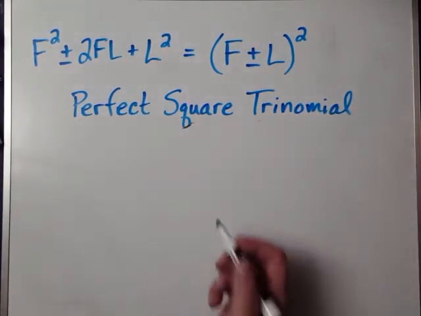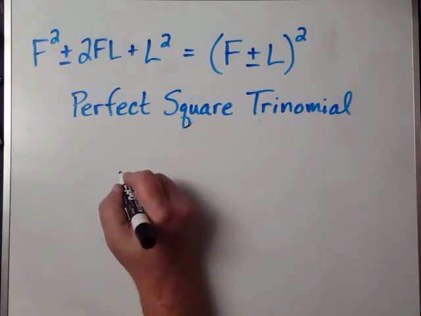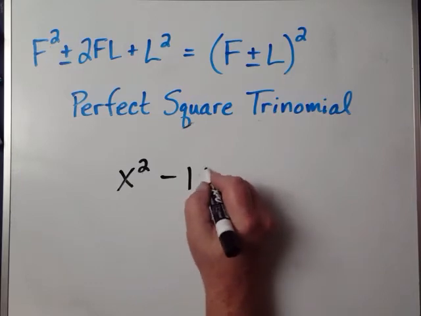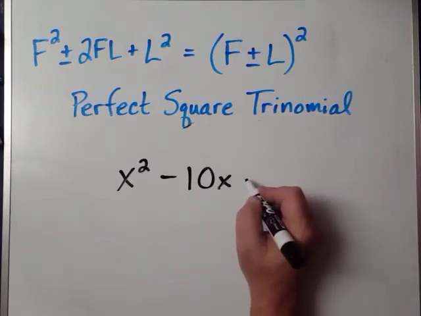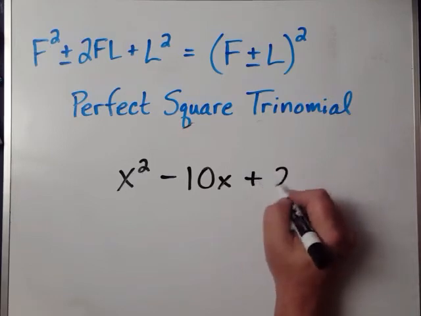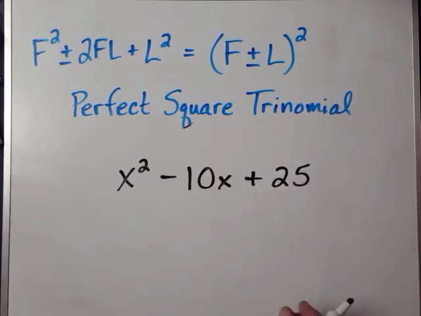Let's try number 54. This is another reason you need those powers from your handout memorized. You need to be able to spot these perfect squares from a distance.